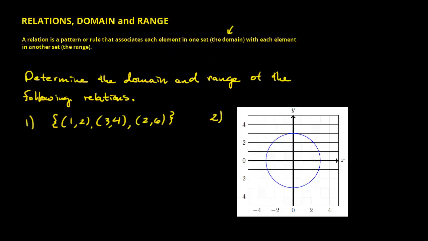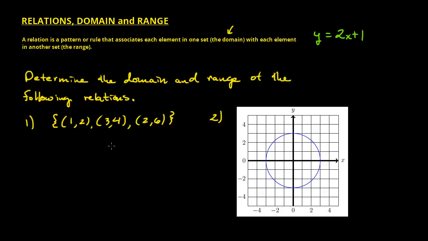So you've already probably worked with a relation in previous math courses. One example of a simple relation would just be the equation of a line, y is equal to 2x plus 1. Y is equal to 2x plus 1 is a relation because it relates values of x with values of y. And we can determine the domain and the range of y is equal to 2x plus 1.